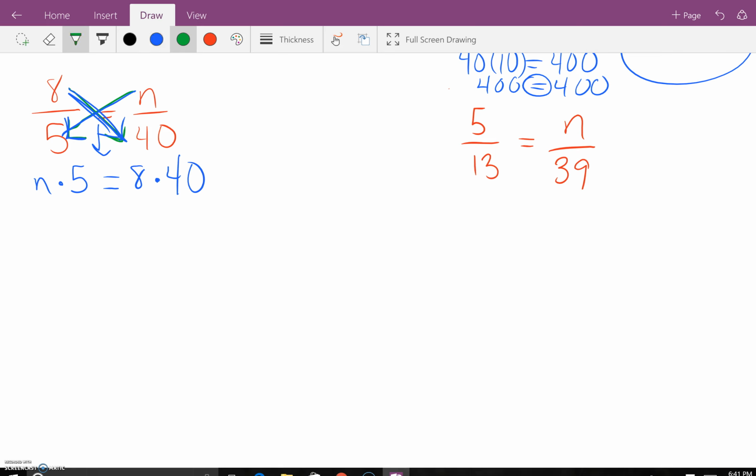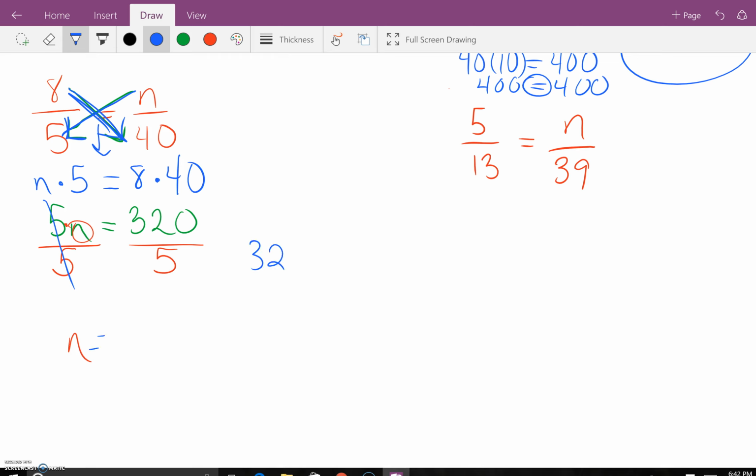Let's clean it up a little bit. 5n equals 320. And this says 5 times n. So to isolate that n by itself, I have to do the opposite. I'm going to divide that side by 5. Since I divide that side by 5, I also have to divide my other side by 5. In this case, the 5's cancel out.